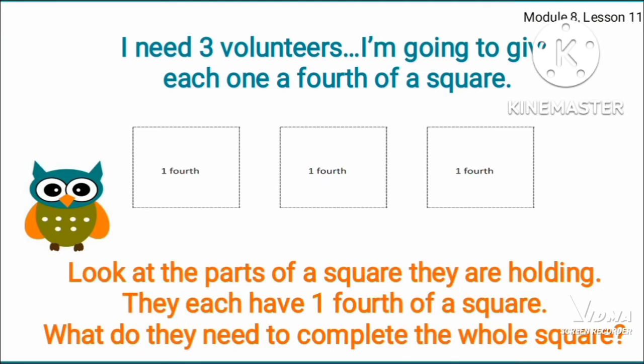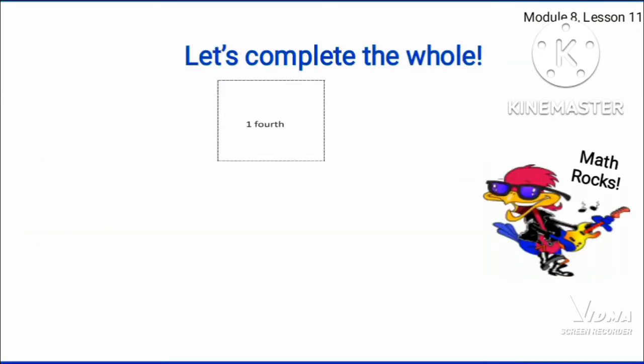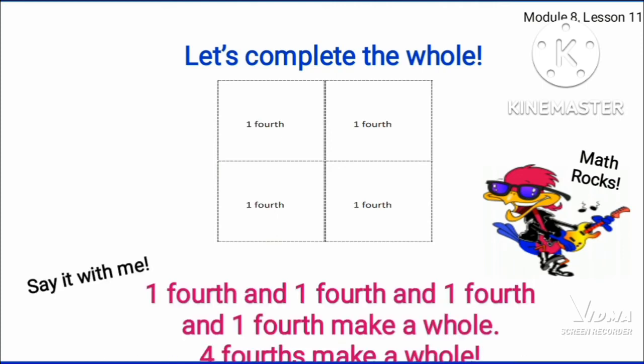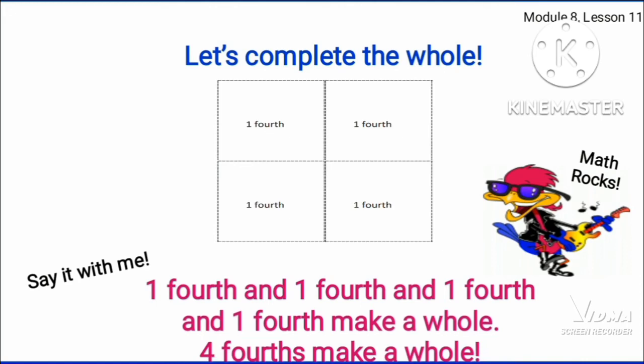What do they need to complete the whole square? 1/4. Let's complete the square. So I have 1/4, another 1/4, third 1/4, and then 4 fourths. 1/4, 2 fourths, 3 fourths, 4 fourths. If you look at the shape, it's a square. 1/4 and 1/4 and 1/4 and 1/4 make a whole. 4 fourths makes a whole.